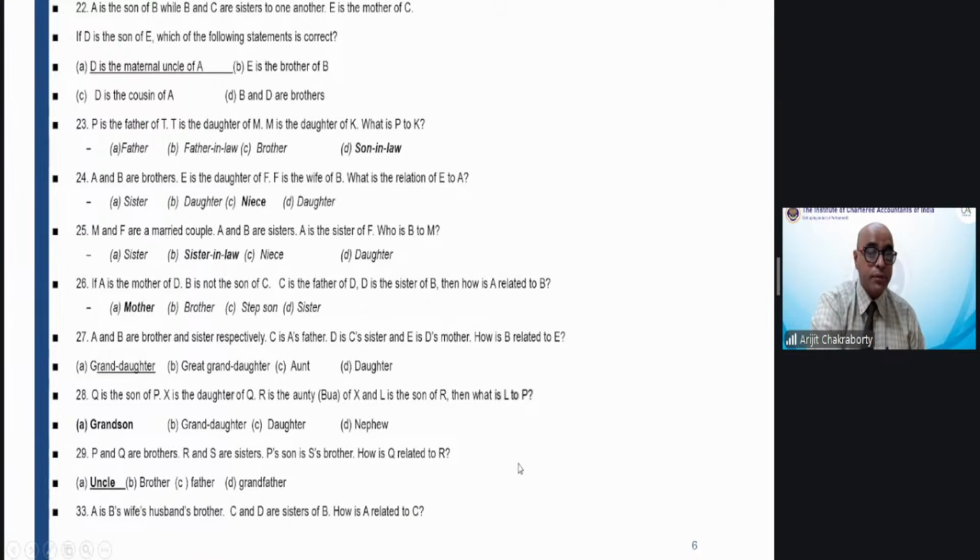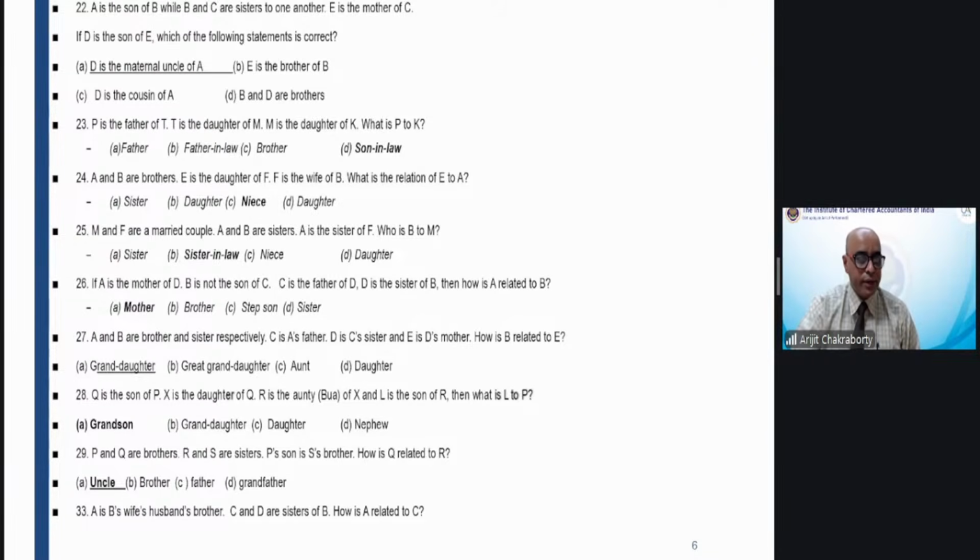The 33rd question of the exercise: A is B's wife's husband's brother. So multiple relations are given, multiple terms are used. A is B's wife's husband's brother. Okay, so B's wife's husband. That means what? It is B. So A is B's wife's husband's brother. इसका अर्थ क्या है? The simple meaning of this phrase is that A is the brother of B.